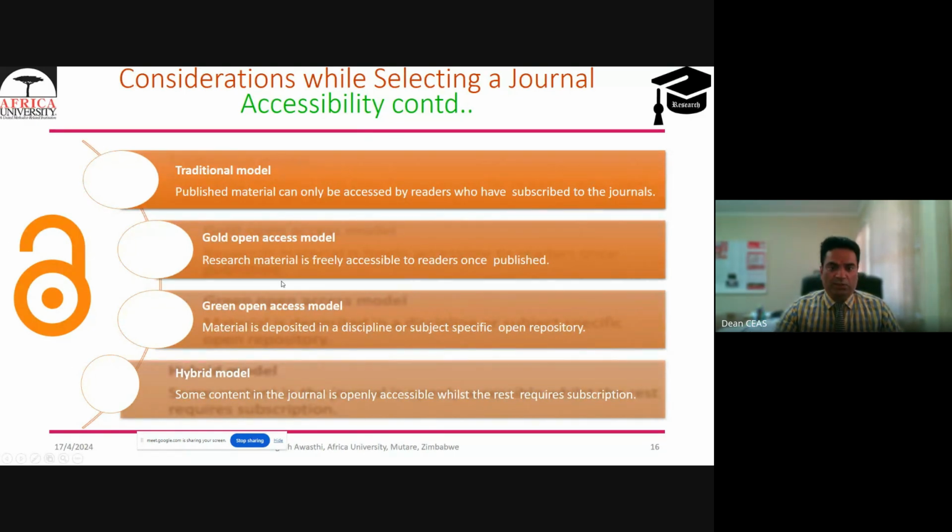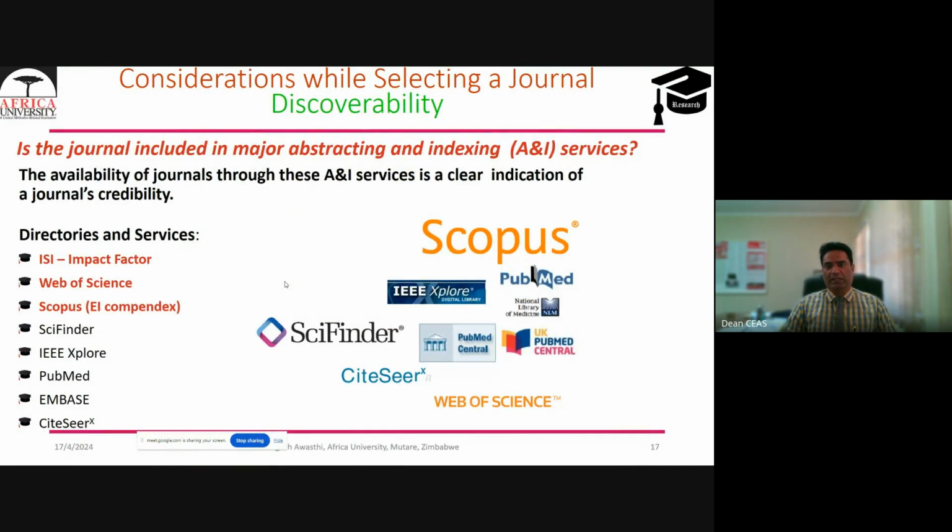Okay, then discoverability. Does the journal include major abstracting and indexing? This is very important. Why I'm saying this: sometimes you publish your paper and the journal says your paper is online, but if you try to search on Google by typing the title of your paper, Google is not able to find it. It means that website is not discoverable for everyone. Those are fake websites. Sometimes they are created just as a source of earning. So we also check whether these journals are accessible to Google.